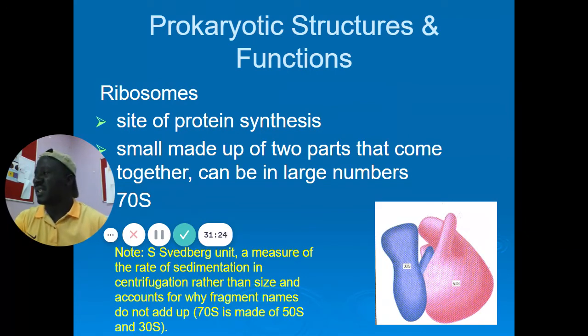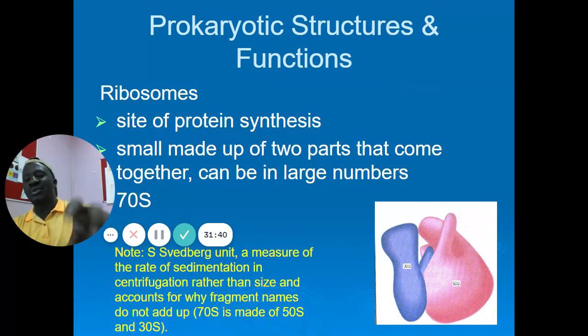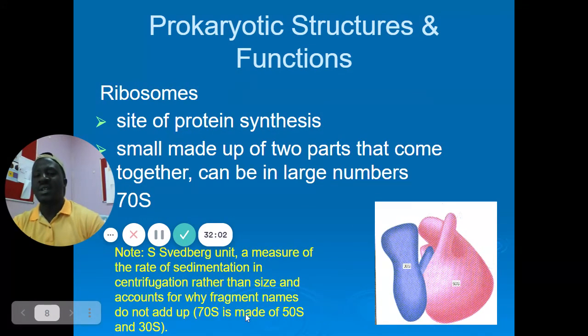The name comes from the sedimentation coefficient from Svedberg. So the S stands for Svedberg unit, a measure of the rate of sedimentation in centrifugation. When they centrifuge this cell and separate the different compartments of the ribosome, it gives us two structures. The units which we use to label them are referred to as Svedberg units. So S stands for Svedberg units, and the fragments do not simply add up. Some are made up of 50 and others 30, but this is what we see basically.